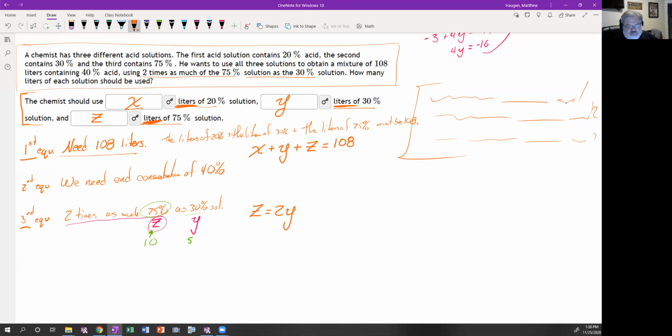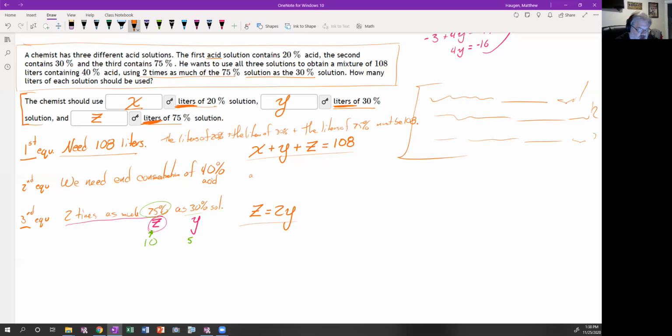Fair? Okay. So that's one equation. That's a second equation. Third equation, we need a concentration of 40%. 40% what? 40% acid, right? 40% acid. So this is all talking about how much acid we have, right?